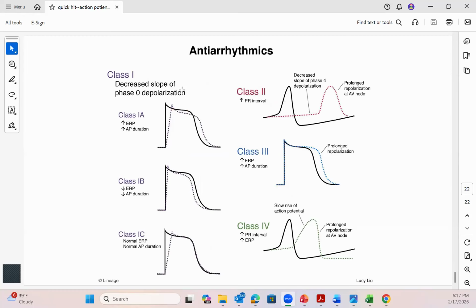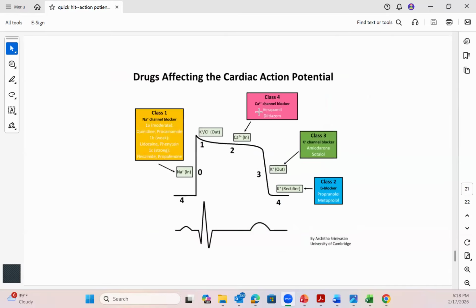Okay, so if we go to all of our class 1, the sodium channel impacting drugs, it really has effects on that part of the action potential. So we see in all these pictures that the dotted line has moved over to the right. If we go next into our class 2 drugs, to remind everyone, our class 2s are our beta blockers all the way to the right here.